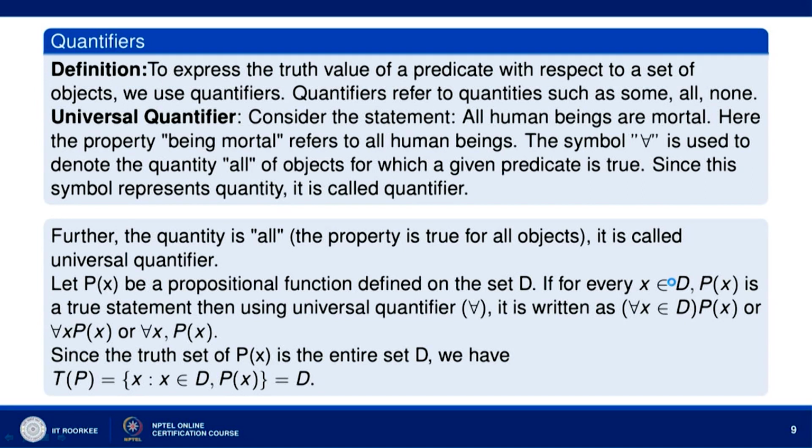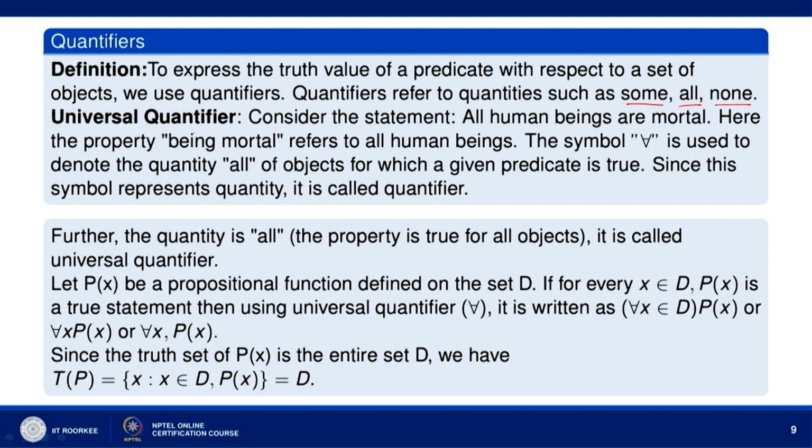Let us now define quantifiers. To express the truth value of a predicate with respect to a set of objects, we use the quantifiers. Quantifiers refer to quantities such as some, all and none.